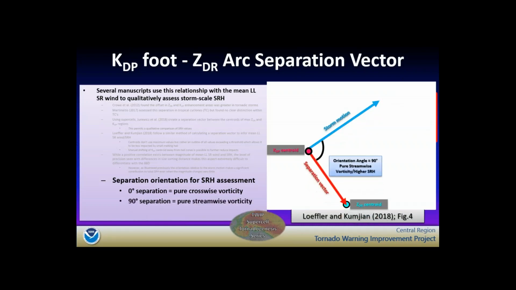In contrast, something where you're starting at larger angles, here I'm showing 90 degrees for pure streamwise, but really you start talking about angles of 70 degrees or up, 130, 140 degrees. These high angle environments qualitatively infer higher SRH, and of course, increased potential for low-level meso intensification.